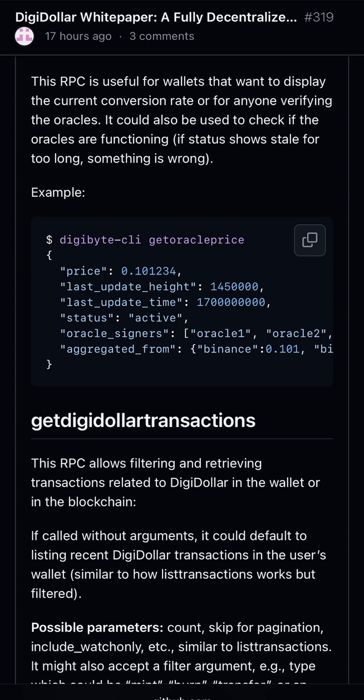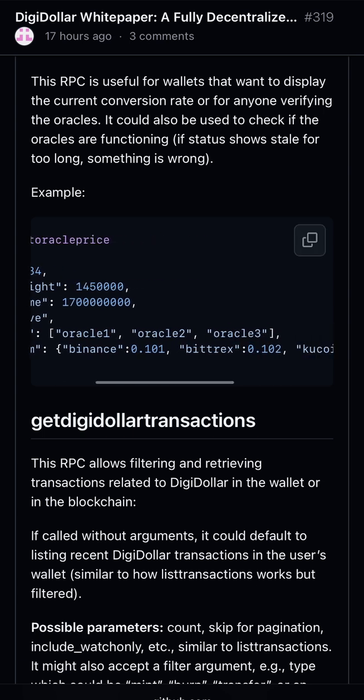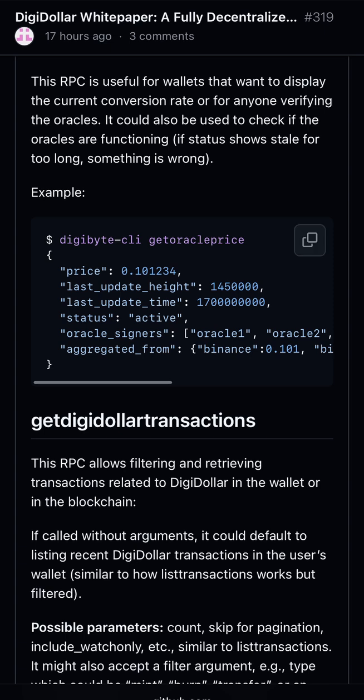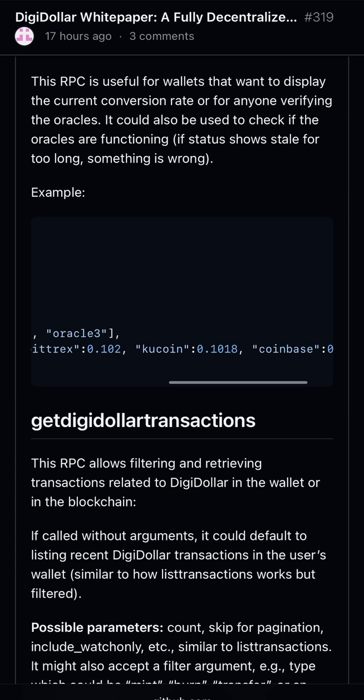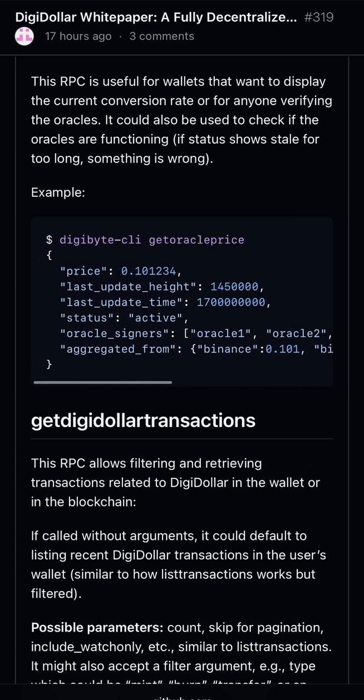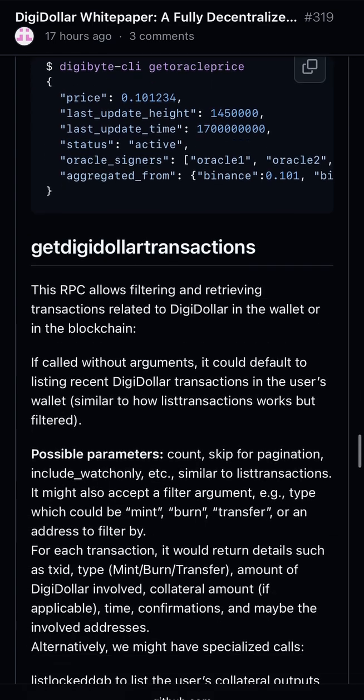Oracle signers: Oracle 1, Oracle 2, Oracle 3. Aggregated from Binance 0.101, Bittrex 0.102, KuCoin 0.1018, Coinbase 0.100.